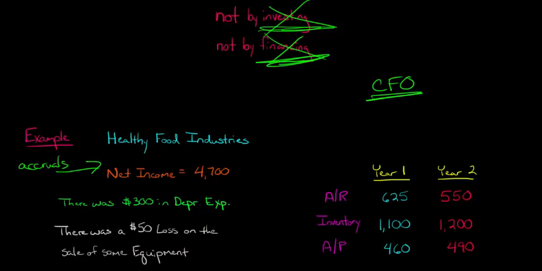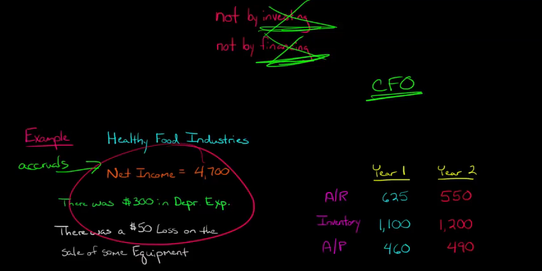So what we're going to have to do is account for things like, for example, depreciation expense that are non-cash transactions, right? So when we're taking depreciation expense, that's reducing our net income, but that has nothing to do with cash. So we need to know, okay, we have $300 in depreciation expense, and then we have a $50 loss on the sale of some equipment.